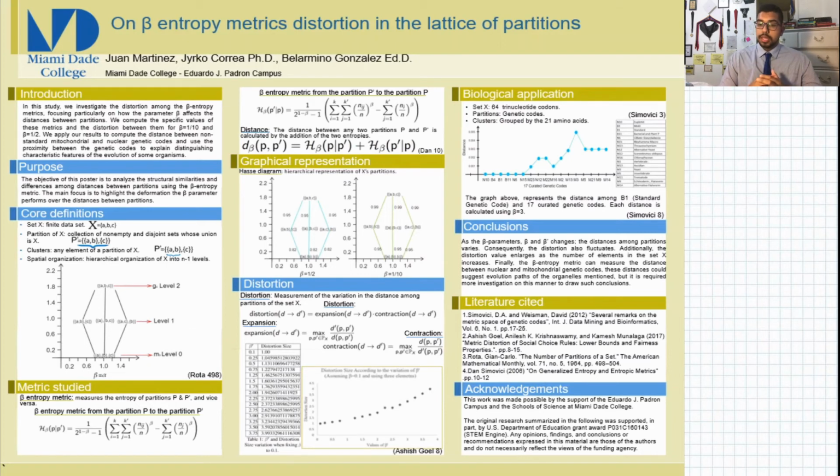Now the conclusions. As the beta parameter, beta and beta prime, changes, the distances among the partitions vary. Consequently, the distortion also fluctuates. Additionally, if the number of elements in X increases, the distortion size also increases. Finally, the beta entropy metrics can be used to calculate the difference between genetic codes.